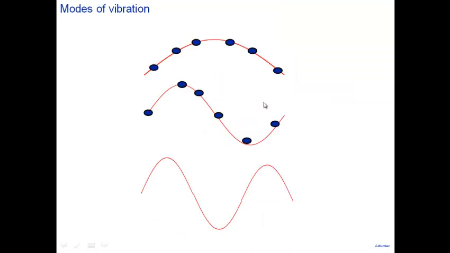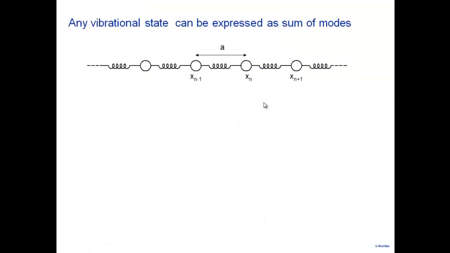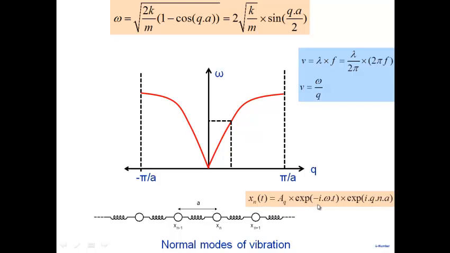And so now let's bring in, and remember, any vibrational state that you have of your lattice can be expressed as a sum of modes. That's a Fourier series. Once you get these solutions, these individual modes, these are the different types of modes that are there.